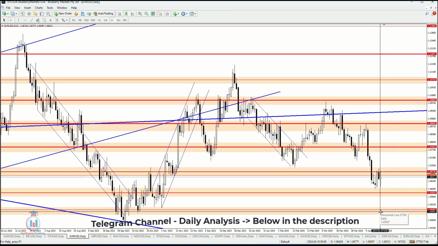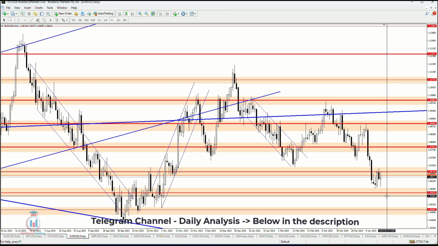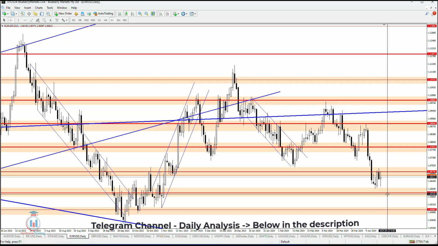The first and also the final level is this one, 1.050, but the first one is 1.058. So if anything happens on the market inside the Telegram group, the traders will get a notification first.